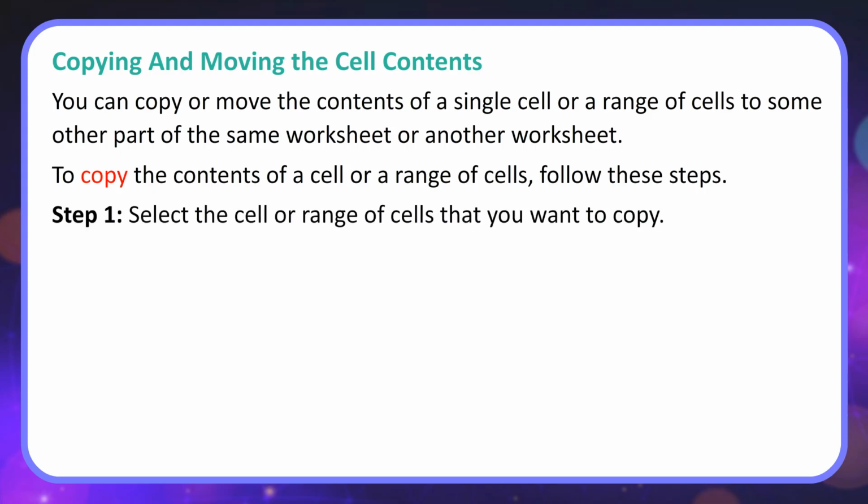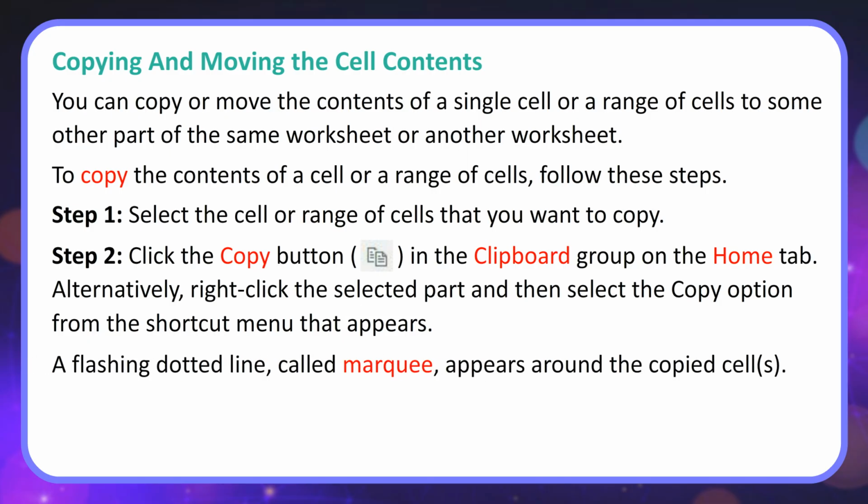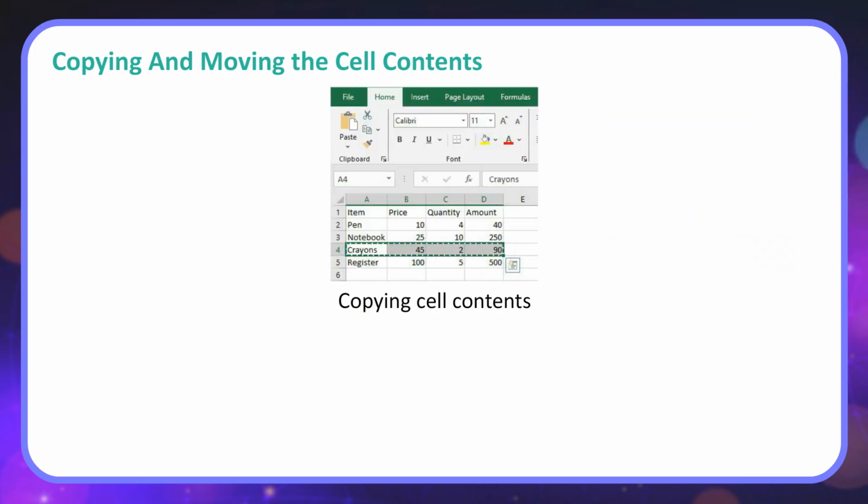Step 1. Select the cell or range of cells that you want to copy. Step 2. Click the Copy button in the clipboard group on the Home tab. Alternatively, right-click the selected part and then select the Copy option from the shortcut menu that appears. A flashing dotted line, called marquee, appears around the copied cells.